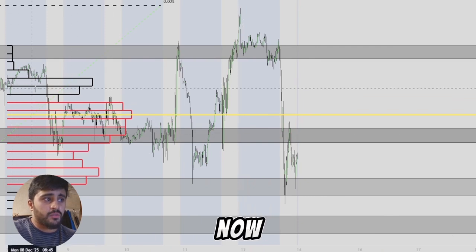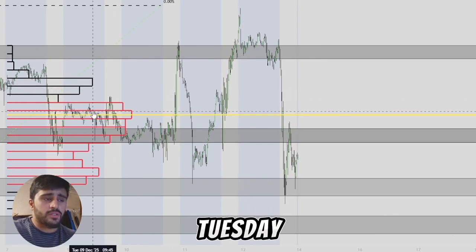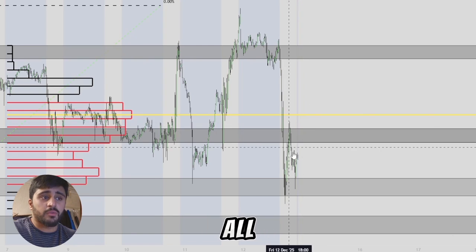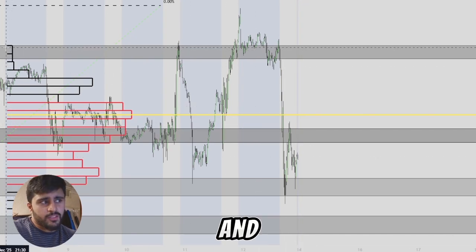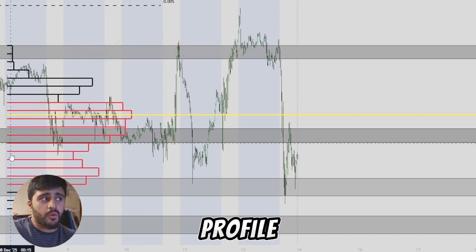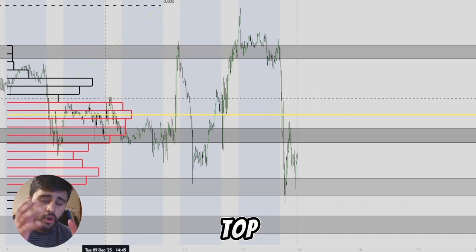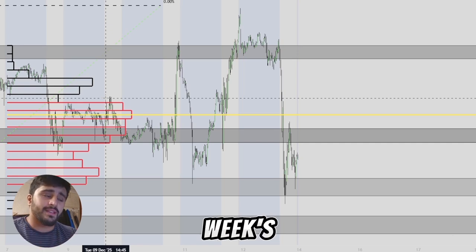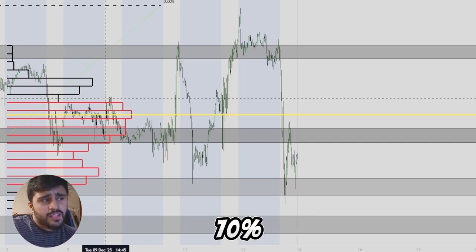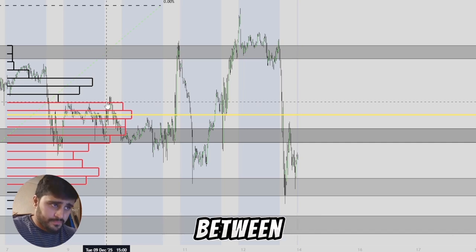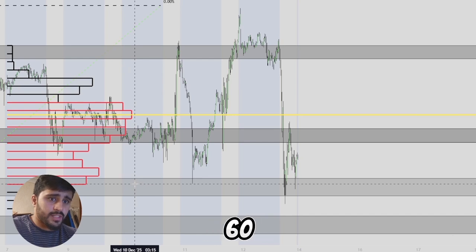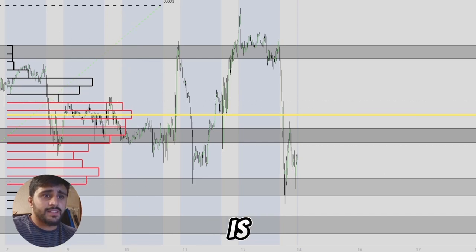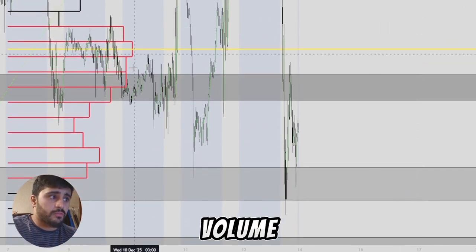So this was now Monday the 8th, Tuesday, Wednesday, Thursday, and Friday, right? All the way to the following Monday. So this was the week 8th to the 12th, right? And so what this shows you here is the volume profile. So the volume profile is, again, the top 70% of that week's volume, right? Where were 70% of the transactions? 70% of the transactions for this week here were between this level, this price, so 6,926 down to about 6,875. So this is 70% of the volume right here.